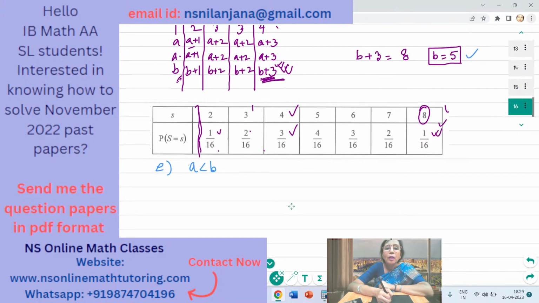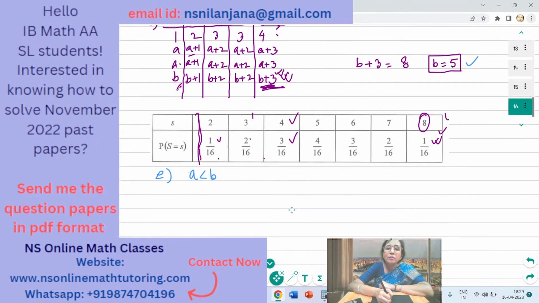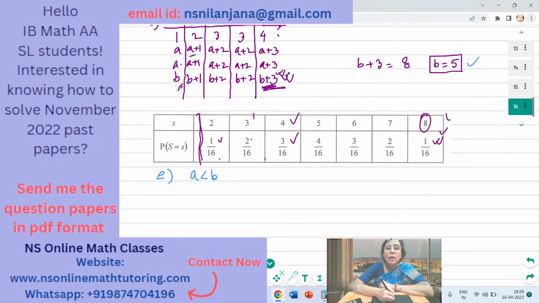So, what if A is equal to 1? If A is equal to 1, then what all values are we getting? Let us just write a small grid over here. If A is equal to 1, it will be 1 plus 2 is 3.